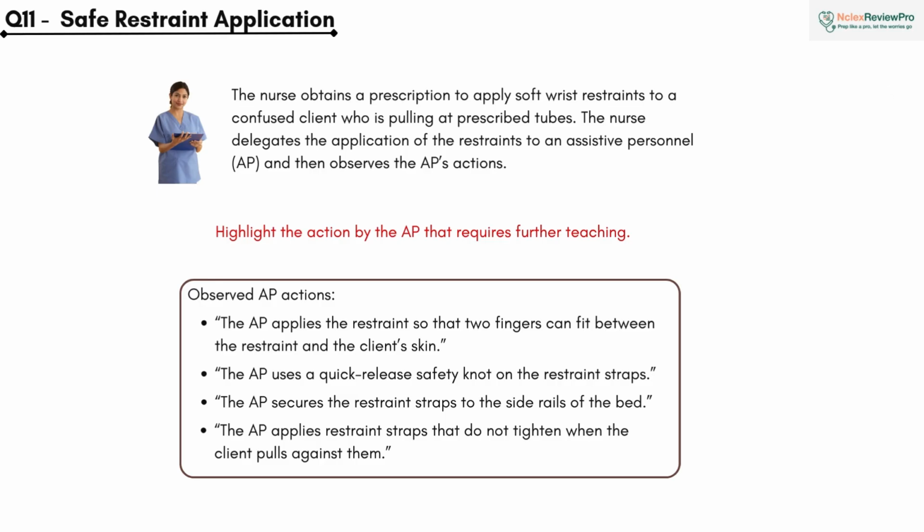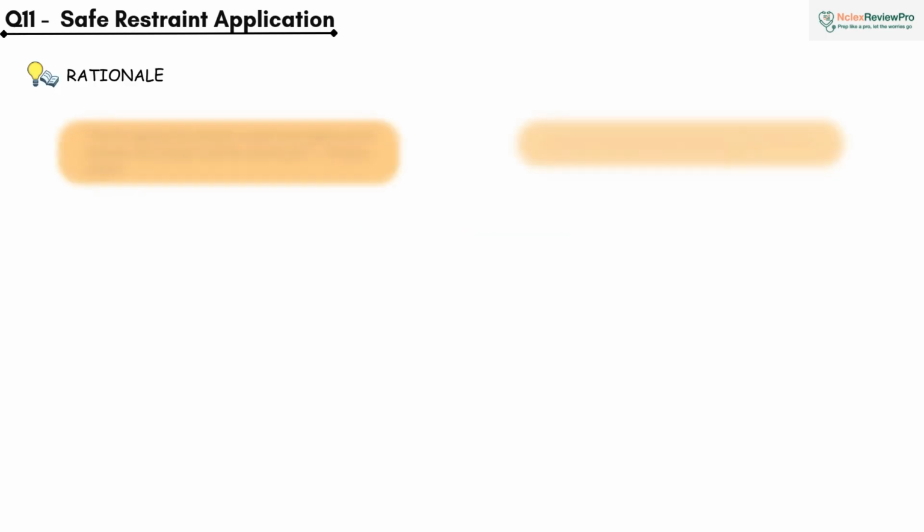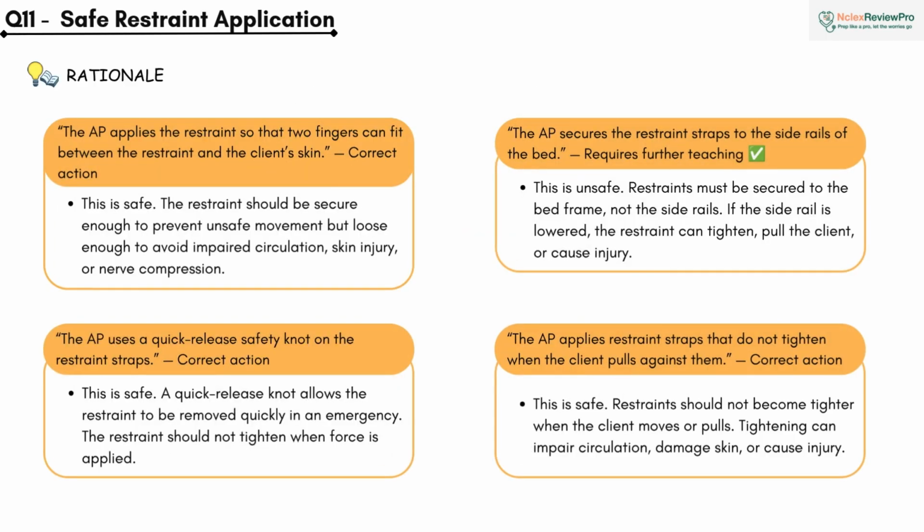All right, let's break this down. The correct statement to highlight is, the AP secures the restraint straps to the side rails of the bed. Now let's go through the logic behind each observed action. The first action says, the AP applies the restraint so that 2 fingers can fit between the restraint and the client's skin. This is a correct action.